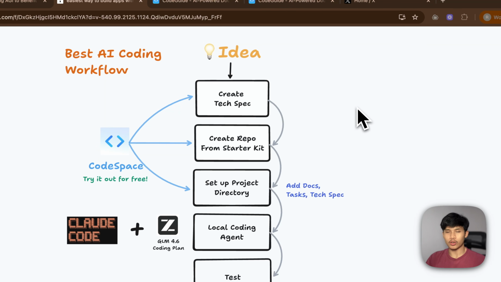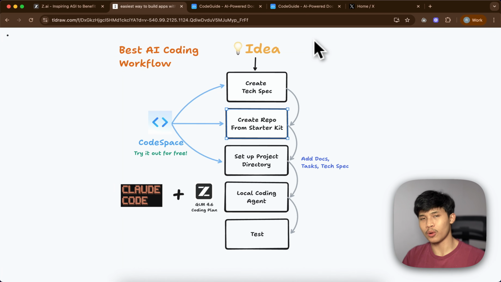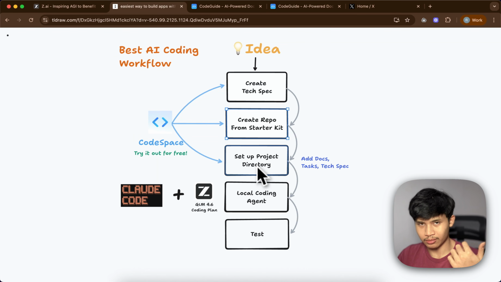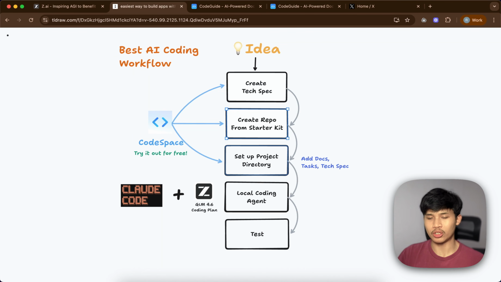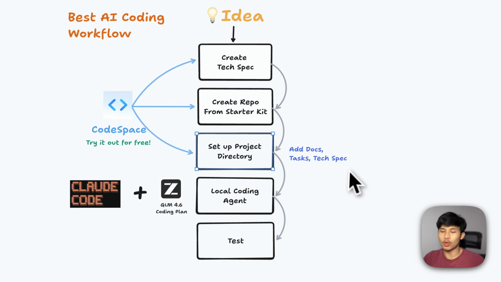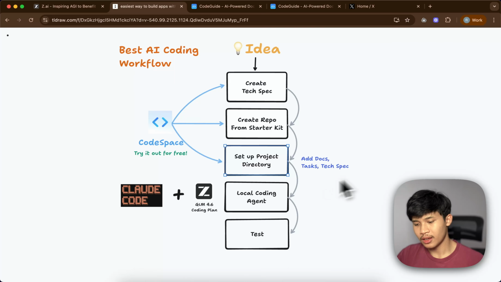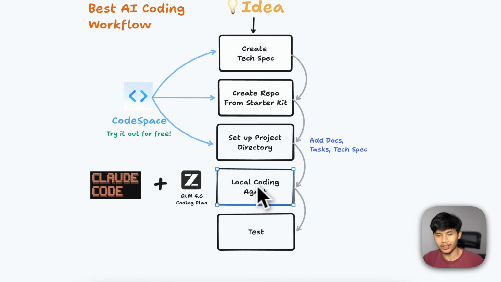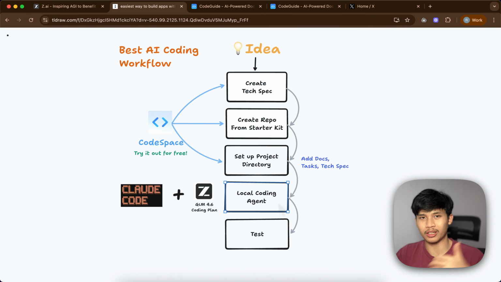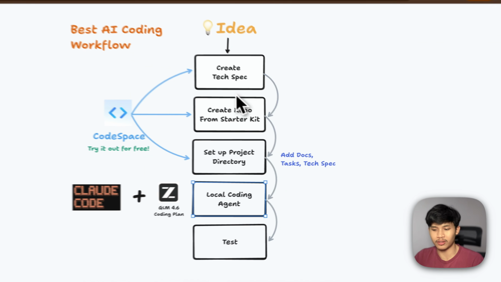But if you're not using Codespace, then you can do the first step by going to ChatGPT or Gemini and creating a tech spec based on your idea. Then you get a starter kit. You can either search for it on GitHub or use the Code Guide one, depending on what tech stack you want to use. Then of course, just clone everything to your local machine, add the docs in your project directory, and start your coding agent. You can just start prompting it, and don't forget to mention the doc that you created on the first step.